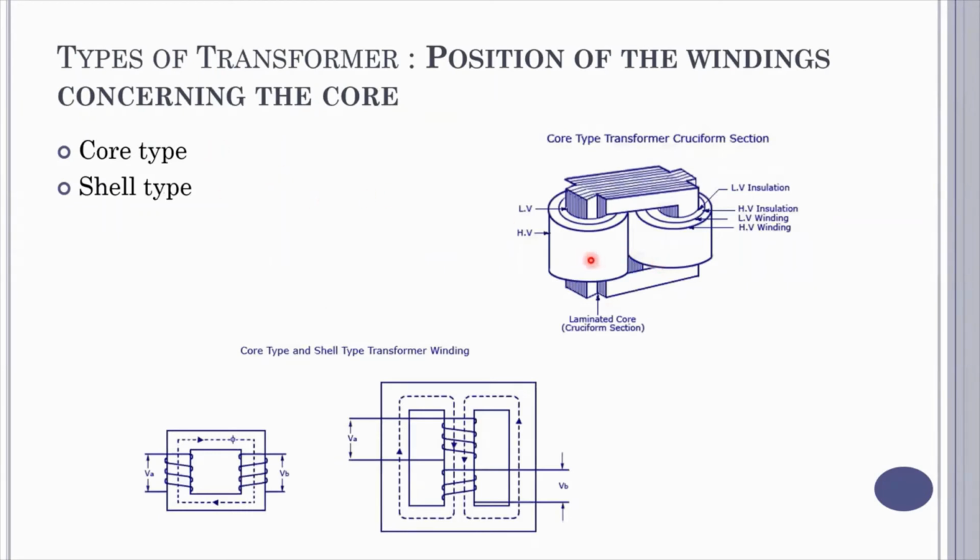And based on the type of core, as mentioned earlier, we categorize the transformer into a core type and a shell type transformer. So this is a core type transformer and this is a shell type transformer. So we have the limbs, right? On the limbs, we have the winding present in a core type transformer, whereas in the shell type transformer, we have winding only along the central limb.